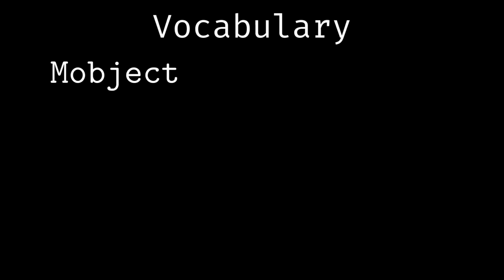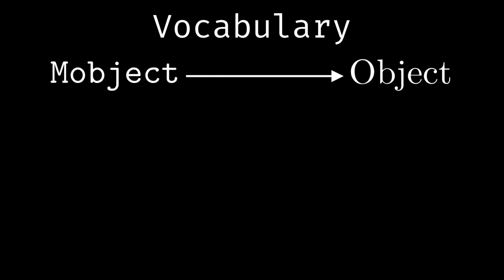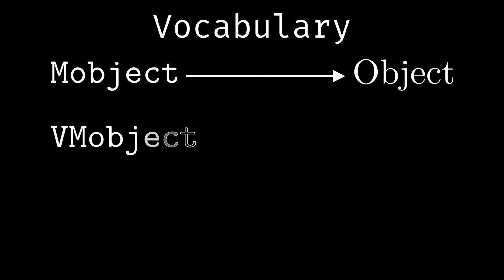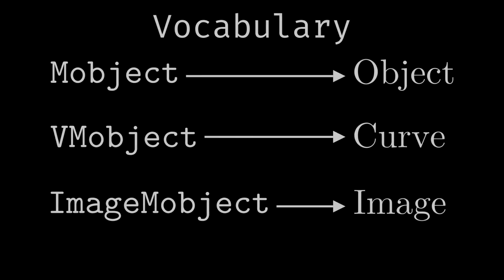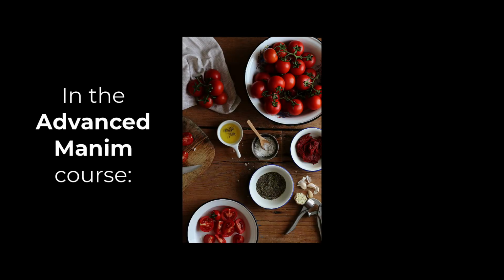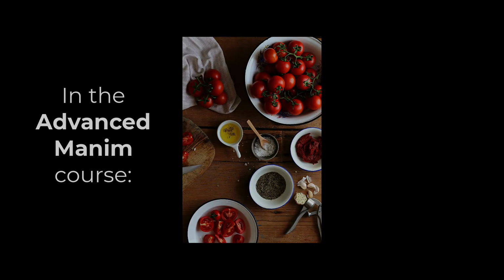To avoid confusion with pronunciation, let's just call MObjects objects. We will call the VMObjects simply curves, and the ImageMObjects we will call images, since that will be their main function in the basic and intermediate course. In the advanced Manim course we will learn to manipulate the pixels of ImageMObjects, either to apply filters to them or to create our own images, such as fractals.